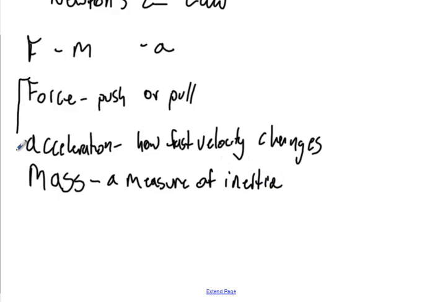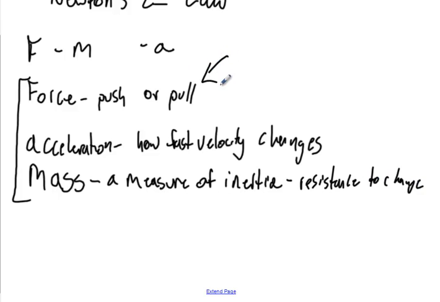Okay? So we're looking for the relationship between force, push or pull, acceleration, how fast velocity changes, and mass, which measures inertia or resistance to change. Okay? So keep that in mind. What we probably realize, and I think what we saw from lab, is if you make this force bigger, if you pull on the object harder, then the acceleration gets faster as long as the mass remains constant.